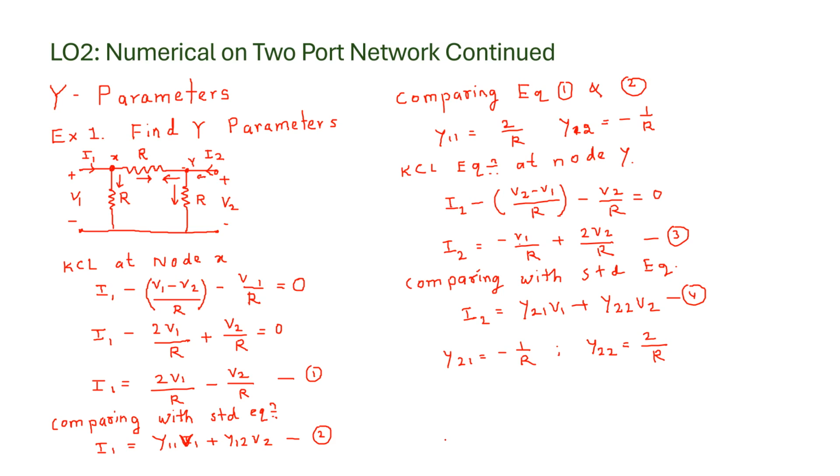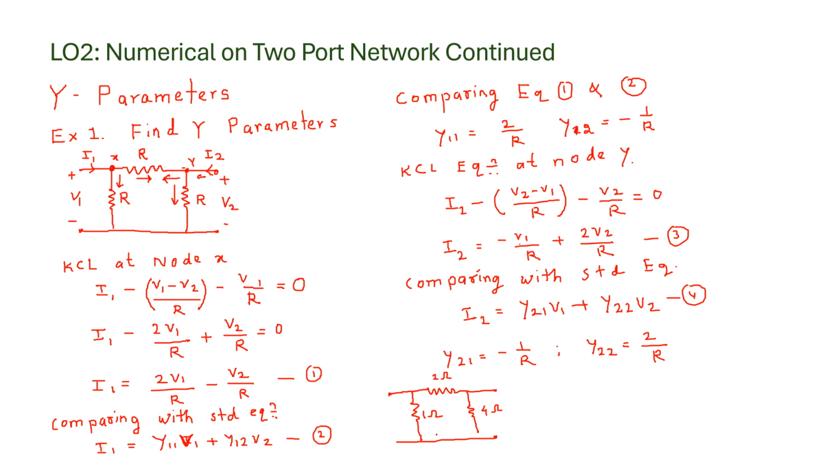Now I will tell you some very important points to be noted here. We can remember this concept so that we can write the Y parameters directly. I will take a numerical example now. Suppose this is our network. Suppose this value is 1 ohm, this is 2 ohm, and this is 4 ohm.